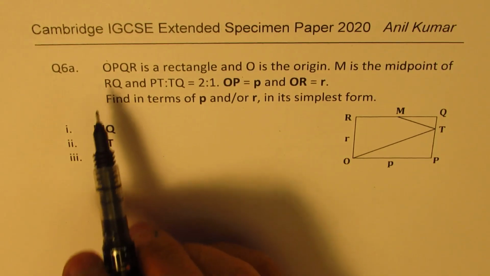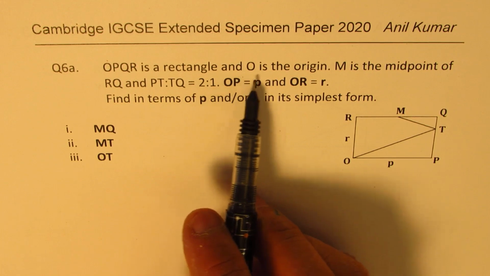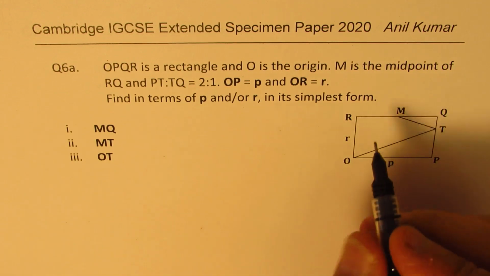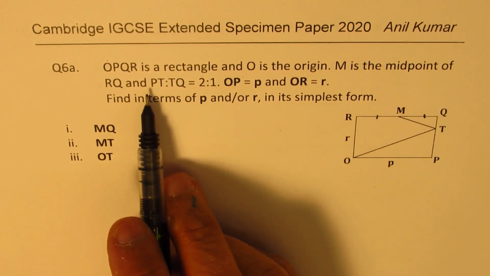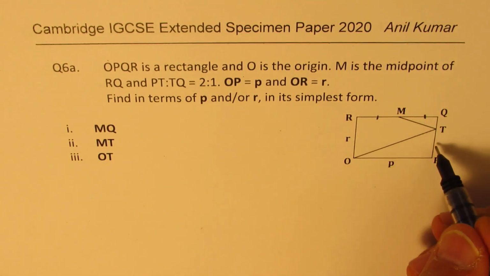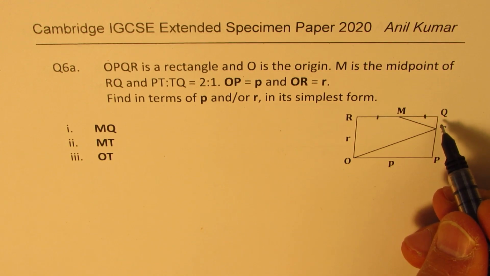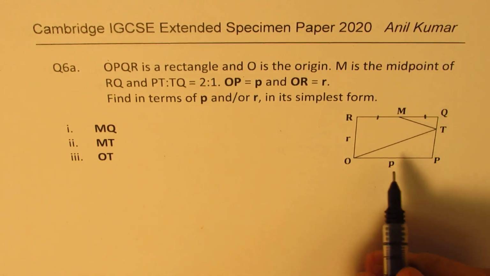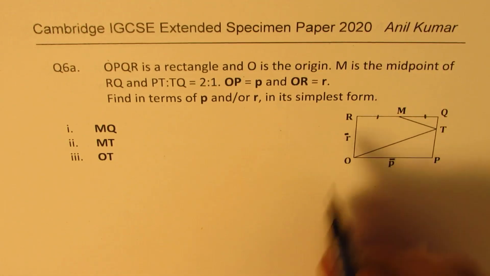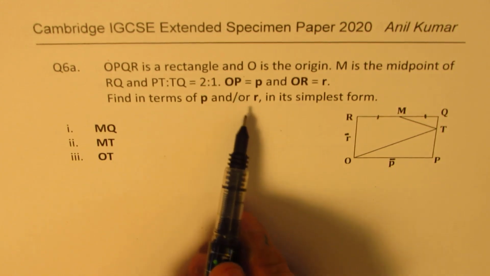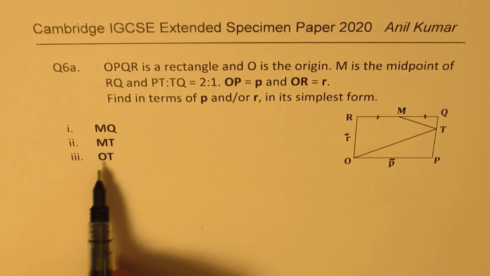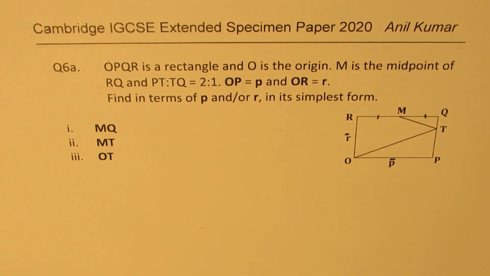Question 6a. OPQR is a rectangle and O is the origin. M is the midpoint of RQ, so these two sides are equal. PT to TQ is 2:1, so that is twice that length. OP, O to P, is a vector p and O to R is a vector r. Find in terms of p and/or r, in its simplest form, these things, which are MQ, MT, and OT. So these are the things which we need to find.